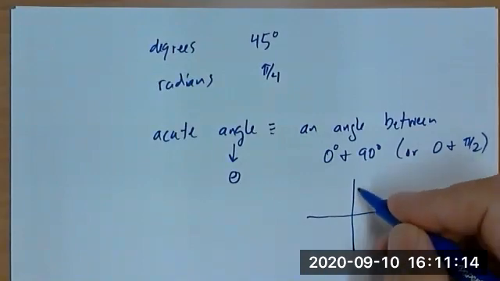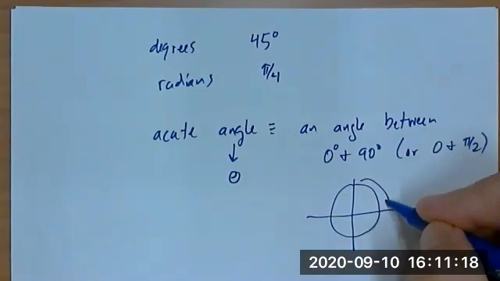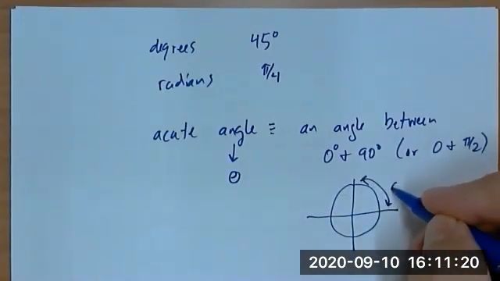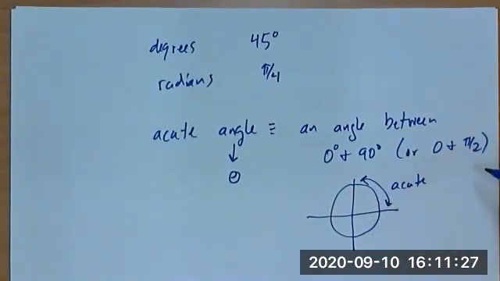So a lot of times we graph and we sort of think of the possible angles like a circle. Acute angles are here in the first quadrant, right? We call this the first quadrant of a graph. So acute angles are an angle between 0 and 90 degrees, or 0 and pi over 2 radians.